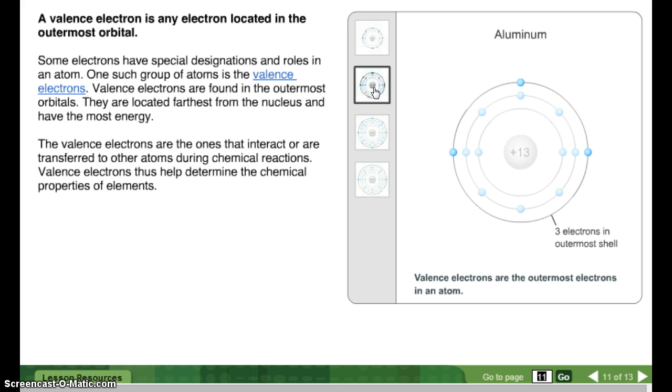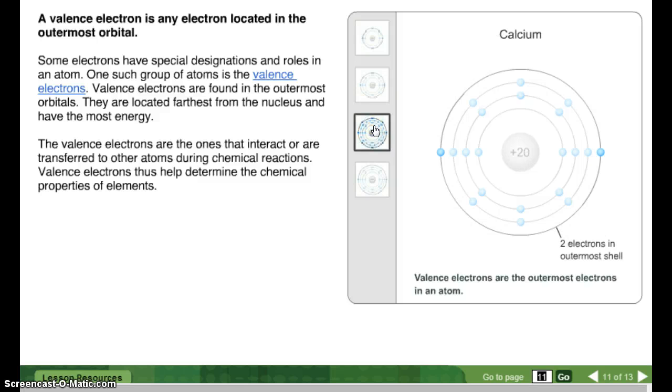Aluminum has how many valence electrons? 3. Calcium has 2 valence electrons. So these 2 valence electrons are going to be lost in order so that the next orbital has a full outer shell and calcium is stable. And krypton has 8 electrons in its outermost shell. It's a noble gas. It's not reactive because it already has a full outer shell.